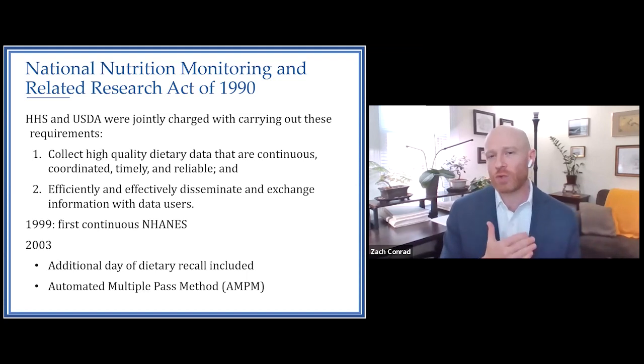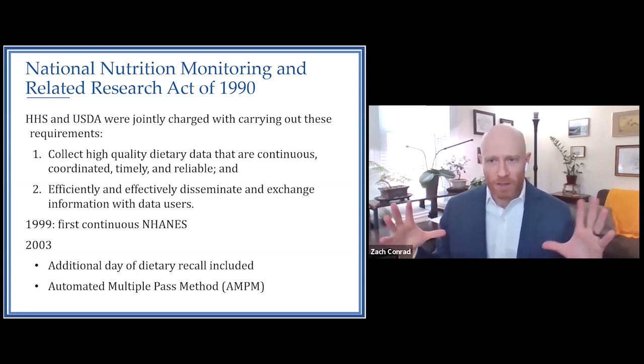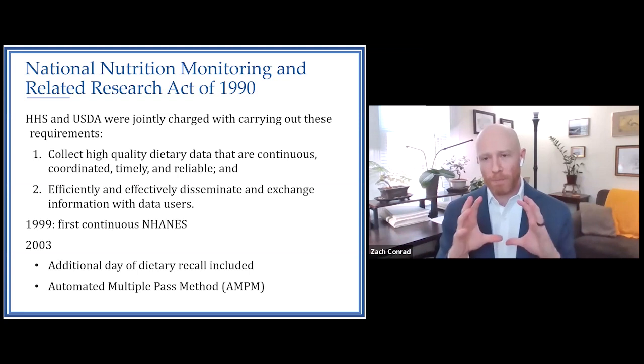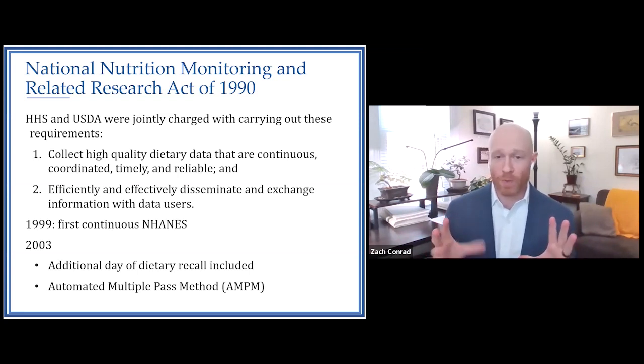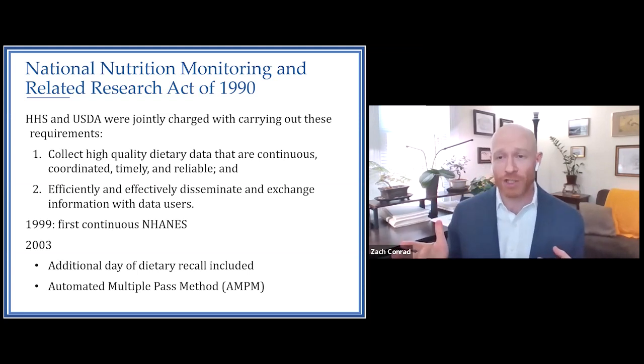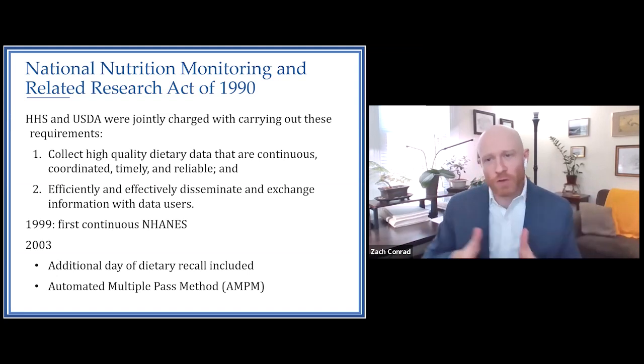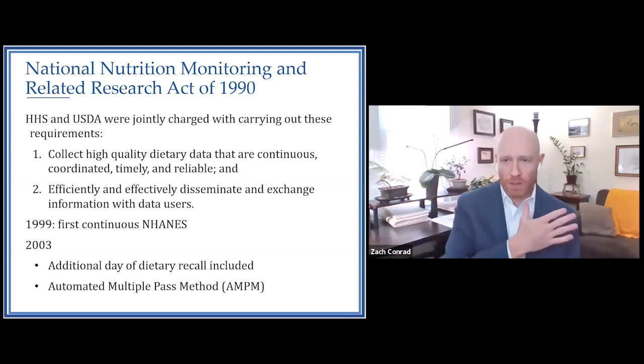So the National Nutrition Monitoring and Related Research Act of 1990 gave authority to not just the Department of Health and Human Services, but also to the Department of Agriculture to carry out the entire NHANES project. And importantly, it did two important things. One is that it made data collection continuous. So it wasn't collected anymore in these 2-year chunks or 4-year chunks. It means that data are collected all throughout the year, right, from participants. So that's one big thing.